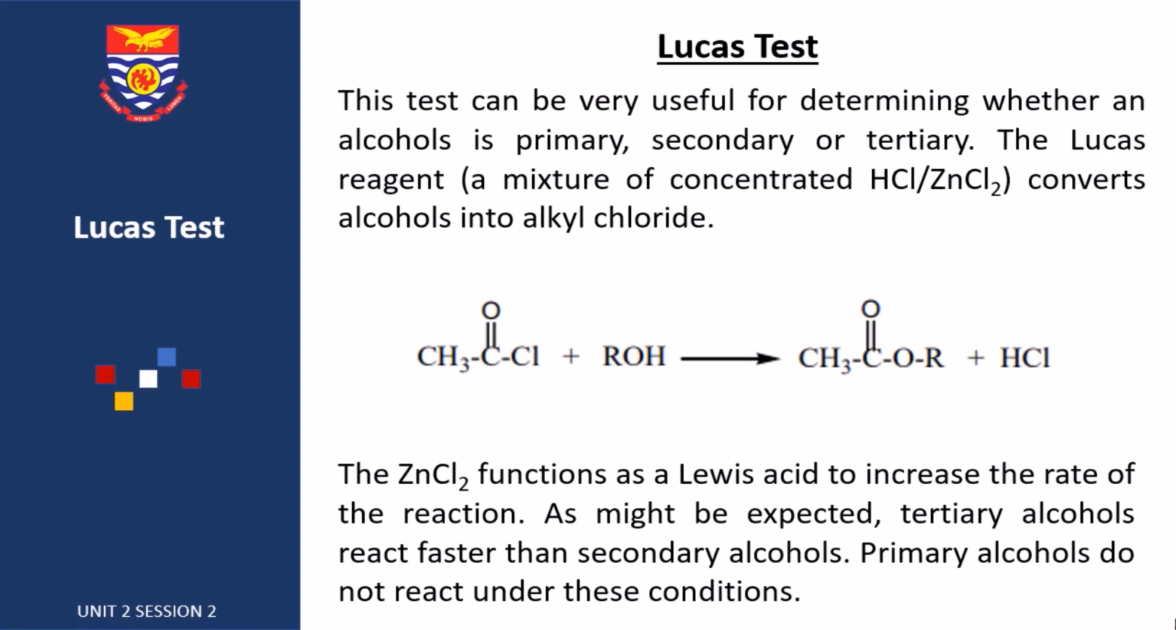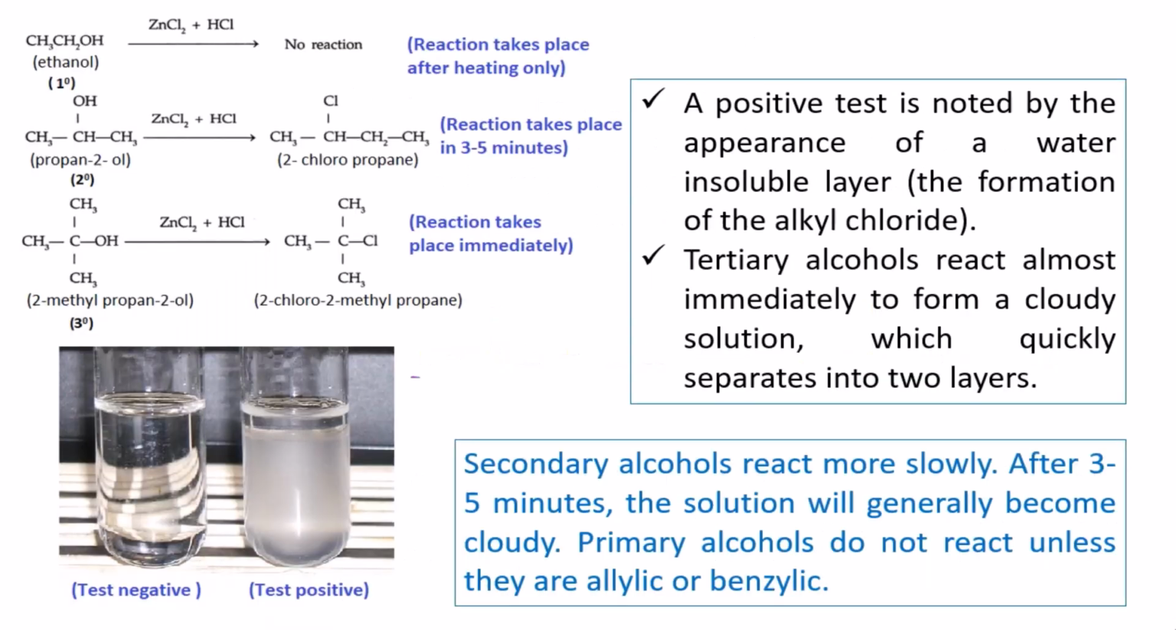The first one you can look at is the Lucas test, which is used to determine whether an alcohol is primary, secondary, or tertiary. Primary alcohols do not react with the Lucas reagent, and the only time the reaction can proceed is when it is slightly heated in a water bath. However, secondary alcohols will react slowly, not immediately, between 3 to 5 minutes, and the tertiary alcohols react immediately when the Lucas reagent is added to it.